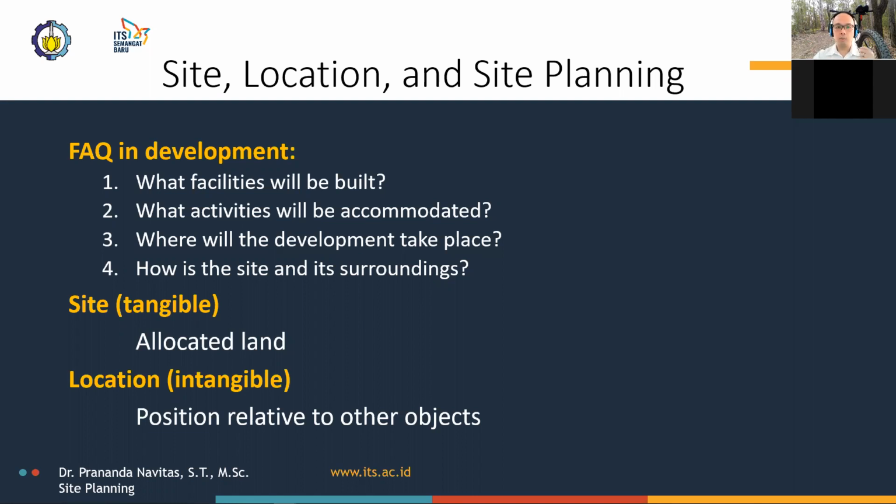And on the other hand, when we talk about location, location is an intangible thing. It relates to an object's relative position to other objects within a given space. So one is a tangible, sizable object, and location is intangible because it refers to a position, the position of a site relative to other objects or other sites in its surroundings within a given space.